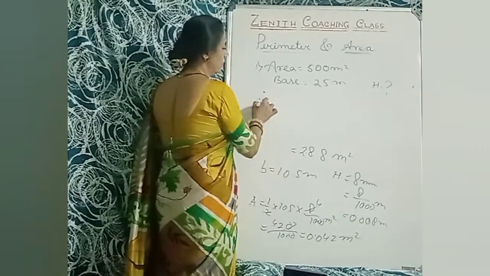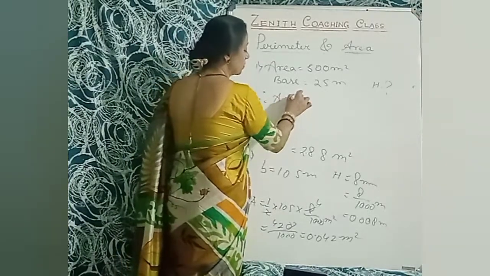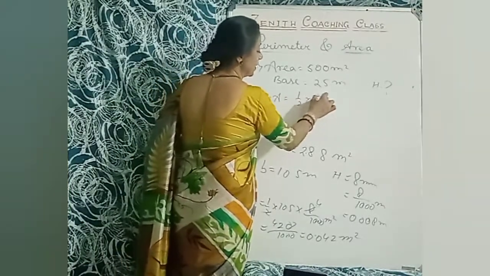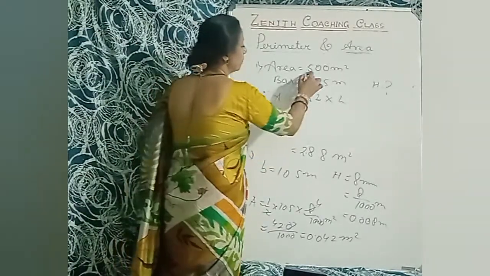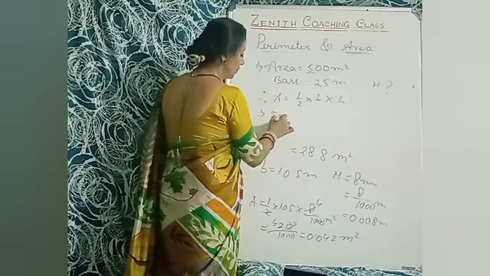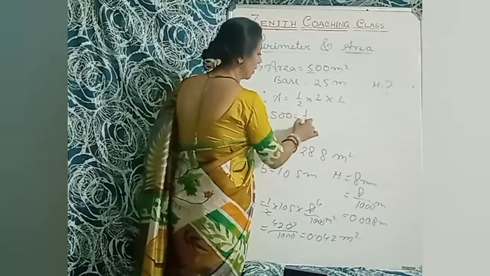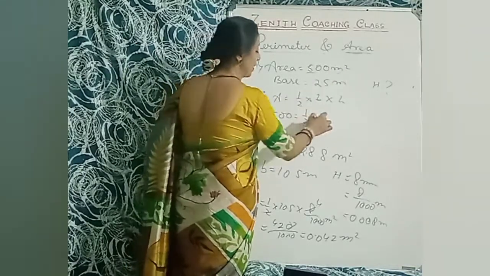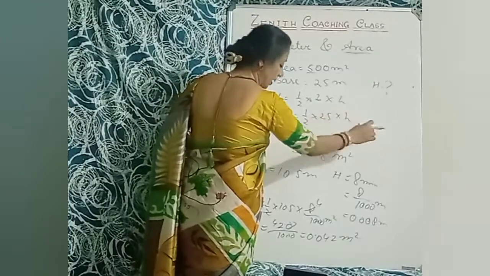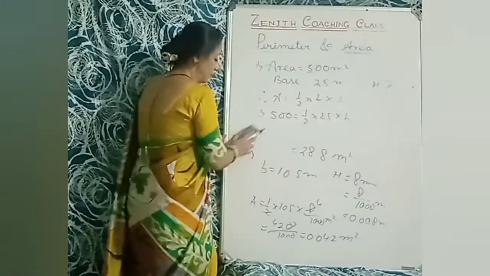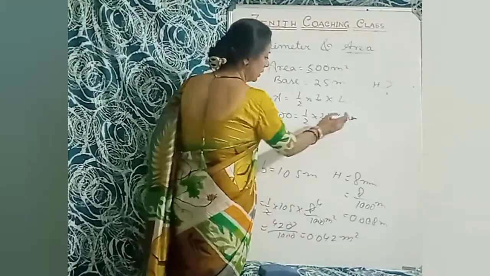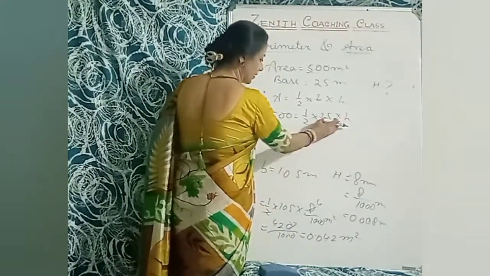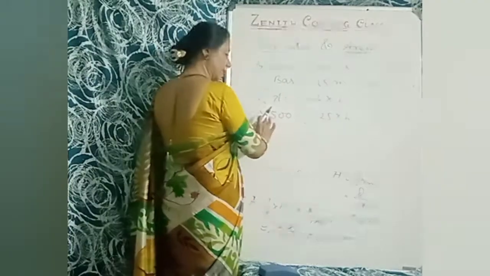So what do you know? That is, area equals half multiplied by base multiplied by height. So area equals 500, so put it here: 500 equals half multiplied by base, which is 25, multiplied by height. But you have to find out height. So keep height on the right side and take the rest to the left side.